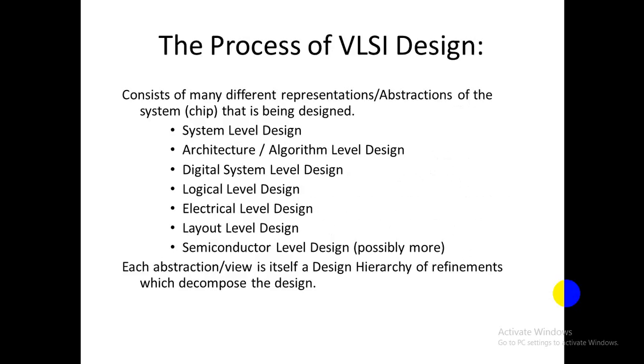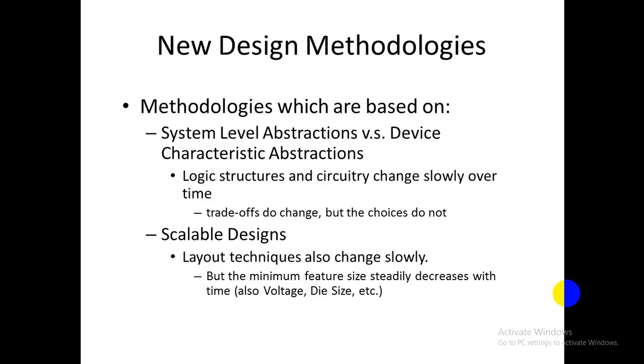The process of VLSI design consists of many different representations, or abstractions, of the system chip that is being designed. These are system level design, architecture and algorithm level design, digital system level design, logical level design, electrical level design, layout level design, semiconductor level design, possibly more. This abstraction view is itself a design hierarchy of refinements which compose the design. There are new design methodologies which are based on system level abstraction versus device characteristics abstraction.